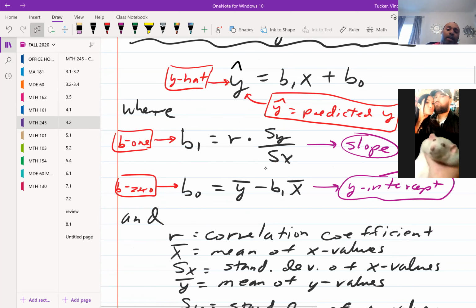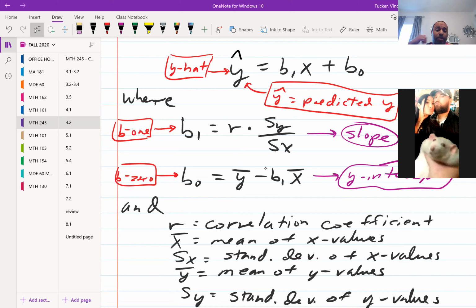All right. We saw last class that r is our correlation coefficient. x bar is going to be the mean of the x values. s sub x will be the standard deviation of the x values. y bar is the mean of the y values. s sub y is the standard deviation of the y values. Remember last class we talked about your explanatory variable versus your response variable. So your explanatory variables are your x values, your response variables are your y values. That's where we're getting the x and y from.